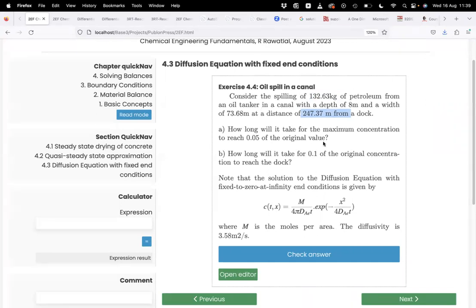This problem is a typical axial diffusion problem, right? If you think about how to model this, take 5 minutes and figure out how you'll write the material balance around this.